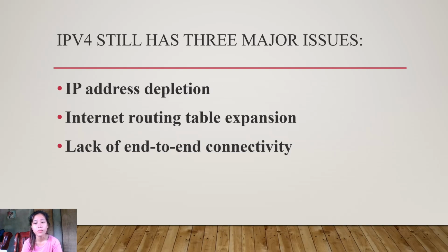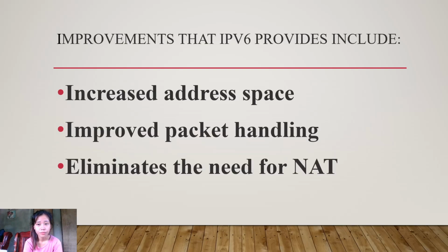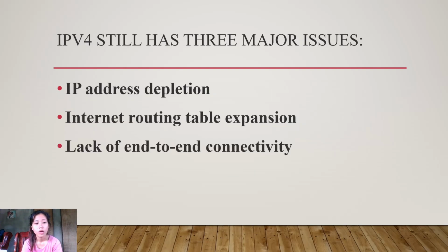IPv4 still has the three major issues, which is the IP address depletion, the internet routing table expansion, and the lack of end-to-end connectivity. So let's go back to this one. The IP address depletion: IPv4 has a limited number of unique public IPv4 addresses available.